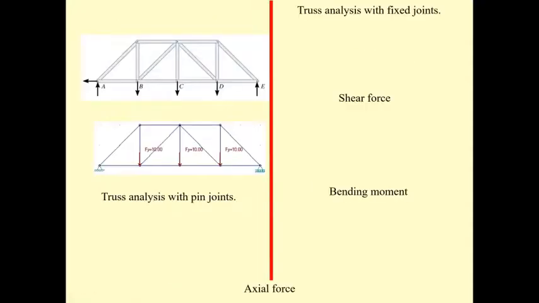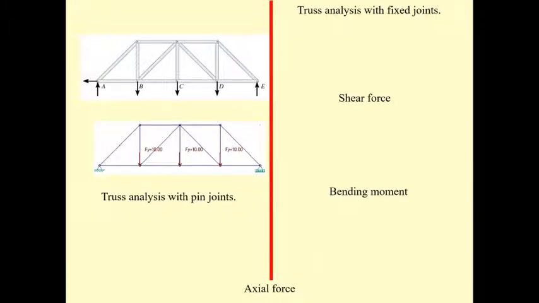Okay, we have a total of 4 assumptions: 2 from engineering statics and another 2 from the mechanics of materials. So in the theory of structures, we have 4 assumptions for truss analysis.